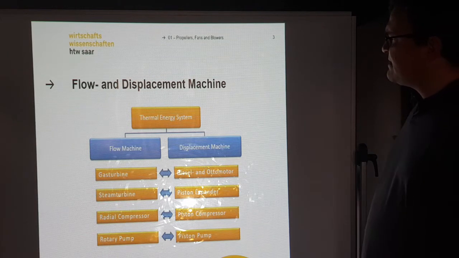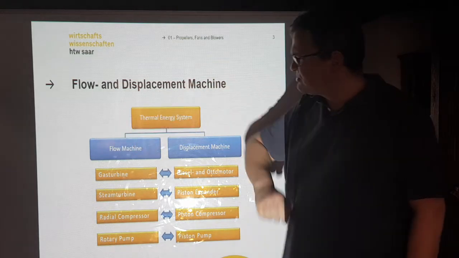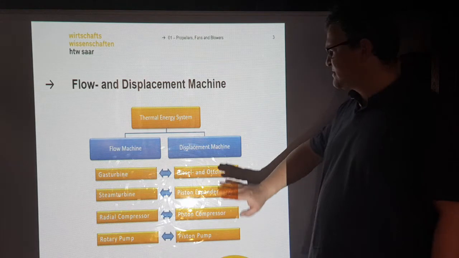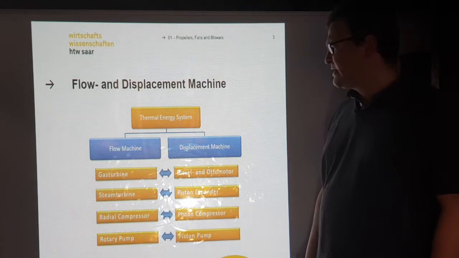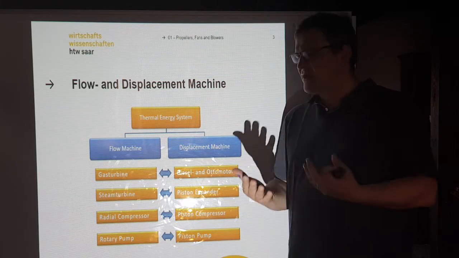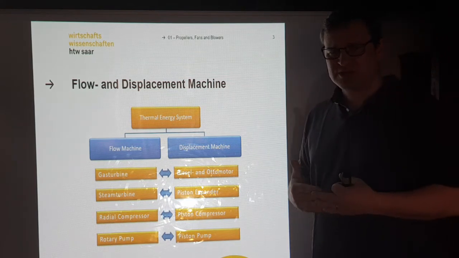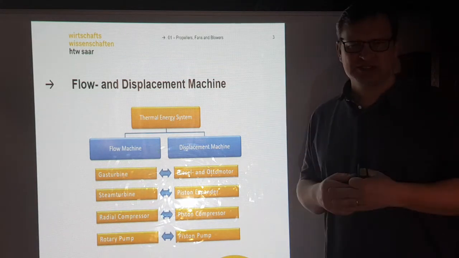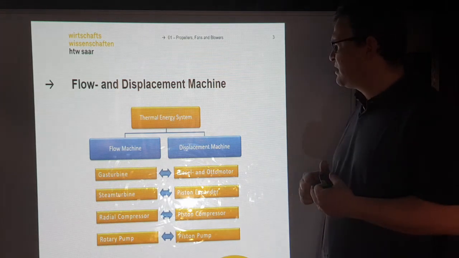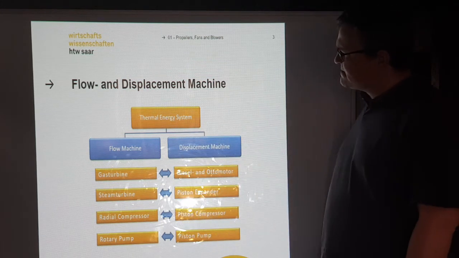So, let's have a short look. We can separate fluid energy machines and thermal systems in flow machines and displacement machines. Flow machines are gas turbines, steam turbines, radial compressors, rotary pumps. In general, one part is rotating and you have high velocities of the fluid, whatever it is, water or gas or steam.